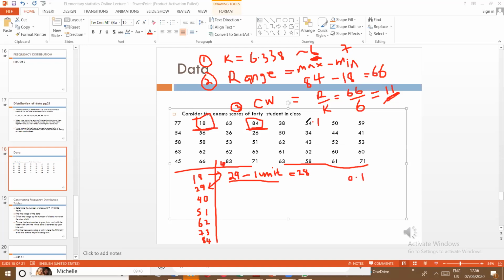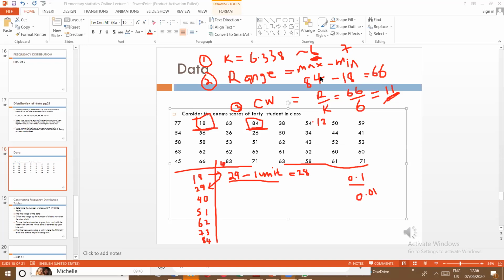If the data was in 1 decimal place, the unit will be 0.1. And if we were in 2 decimal places, the unit will be what? 0.01, because we are in a hundredth. So you take note of that.